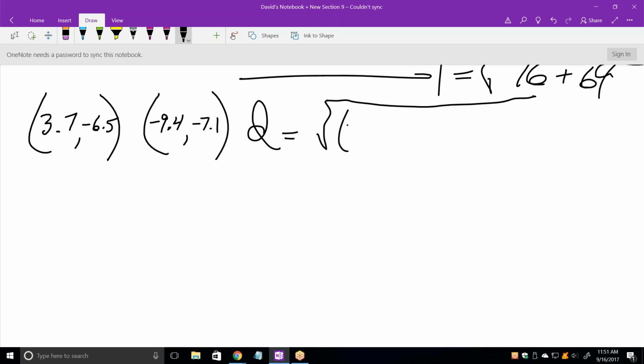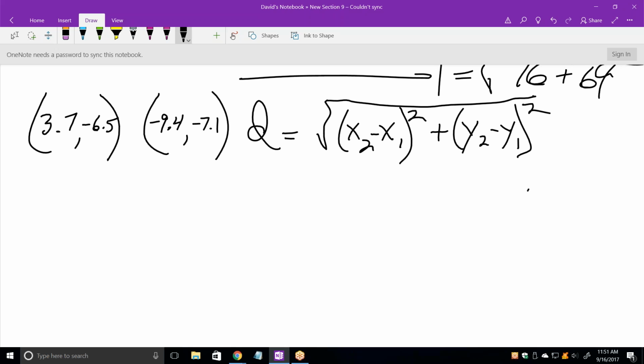x2 in parentheses, minus x1, squared, plus y2 minus y1 in parentheses. That's squared too, right? Both of them are, yes. That's what the Pythagorean theorem says.